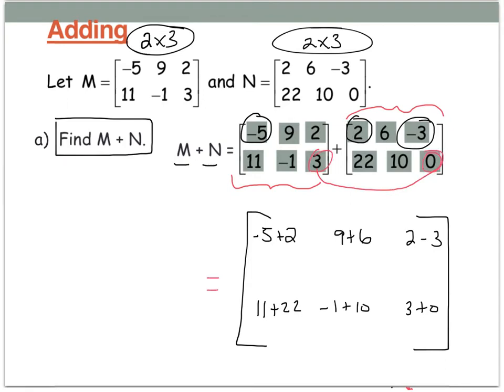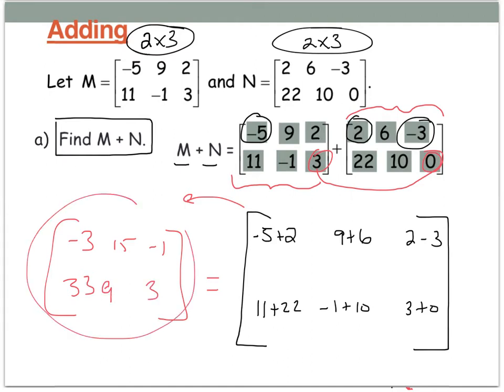So I'm going to move this way, okay? So we'll put a little arrow here, and this will be the final answer. So I get a negative 3, a 15, a negative 1, 33, a 9, and a 3. And that's my resulting matrix. So when I add the two matrices together, that's what I equal. Okay, so that's how we would add a matrix.